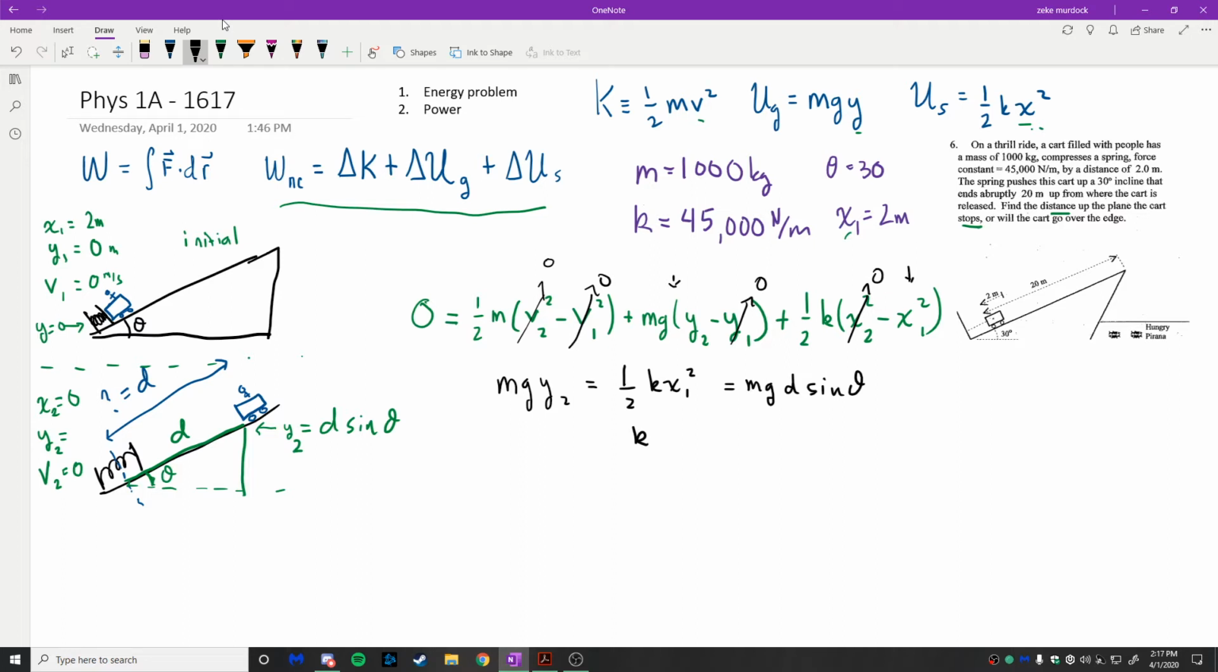So it's going to be k times x1 squared divided by, and then there's a 2 as well. I think that's correct. That should be equal to d. And you guys can start plugging in numbers, and I'll write it on the screen here. So it's 45,000 newtons per meter times 2.